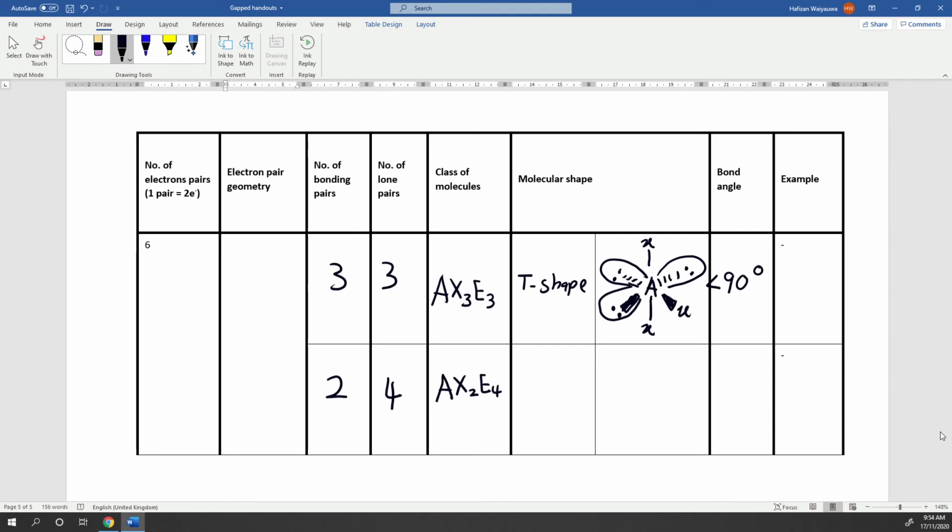And now, if you look at it, if you have one more lone pair, if you put it here, it will be near here. So 90. So the next possible step to place the lone pairs is here. So which is you will get AXX.